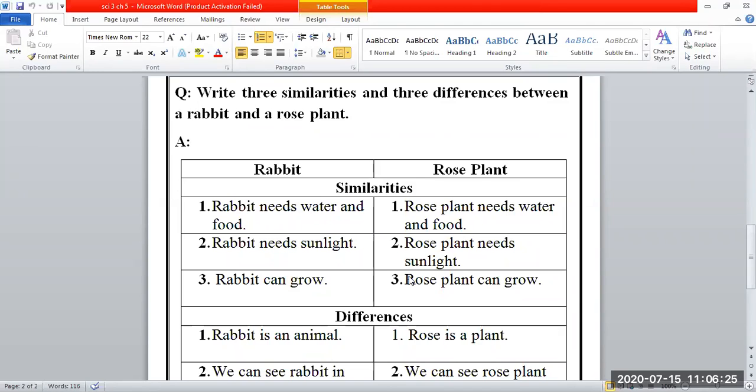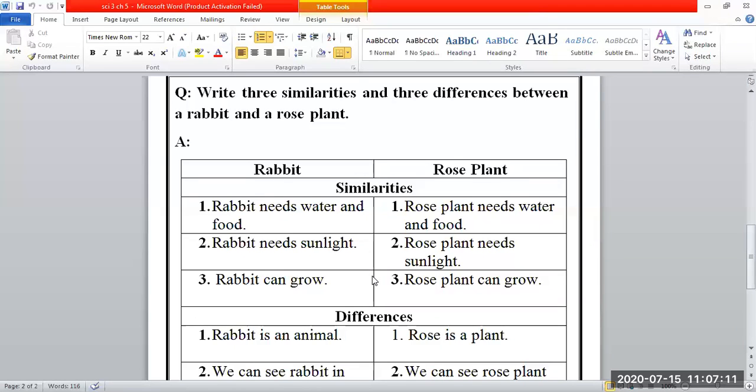So here is the first difference, the similarity is that rabbits need water and food, and also rose plant need water and food. The second similarity is both need the sunlight. Why do they need the sunlight? Plants need sunlight to grow, while rabbits need sunlight as our bones need vitamin D, and we need lots of vitamin from the sunlight. This vitamin D helps a rabbit to grow fast. Isse rabbits ki jo bones hain wo grow fastly karti hain, that's why they both need the sunlight. So they both can grow. They both can become bigger in size after a few months. So they both can grow bigger.